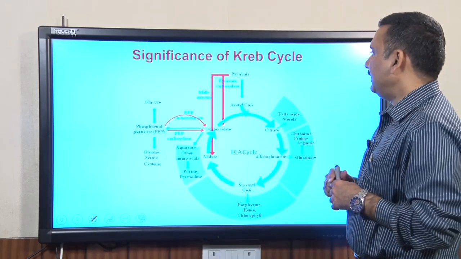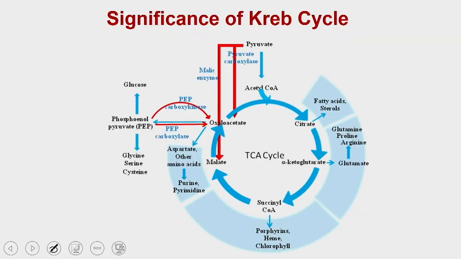As you can see, the Krebs cycle receives pyruvate from glycolysis, and the pyruvate is converted into acetyl-CoA, and this acetyl-CoA enters the Krebs cycle and is processed with the help of several intermediates. With these intermediates, it produces the reducing equivalents as well as free energy in the form of GTP.